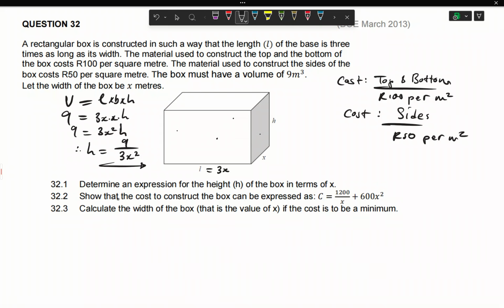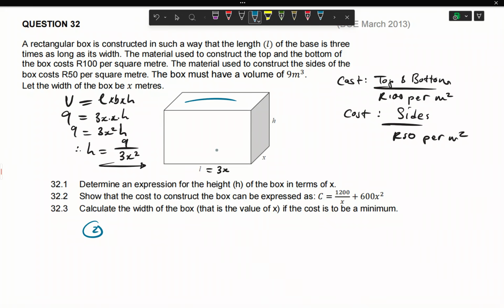So now the next question: show that the cost to construct the box can be expressed as that. Guys, follow these steps. This is how you deal with the cost. Let me just use this color, I think it is navy blue. So now guys, to calculate the cost, this is very simple. You're just going to say what.